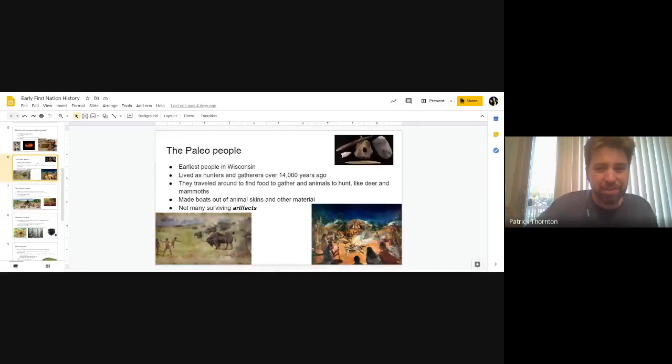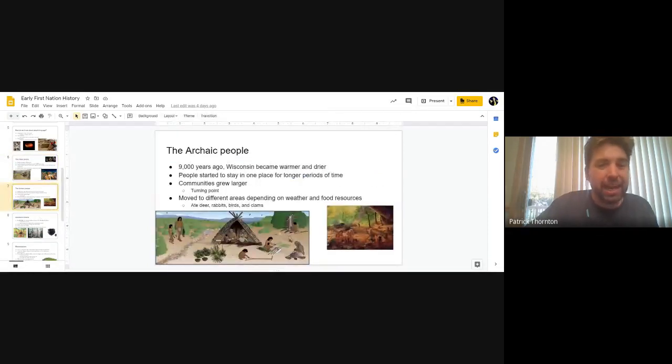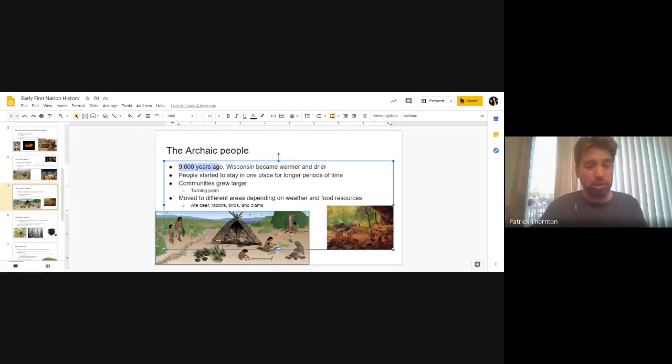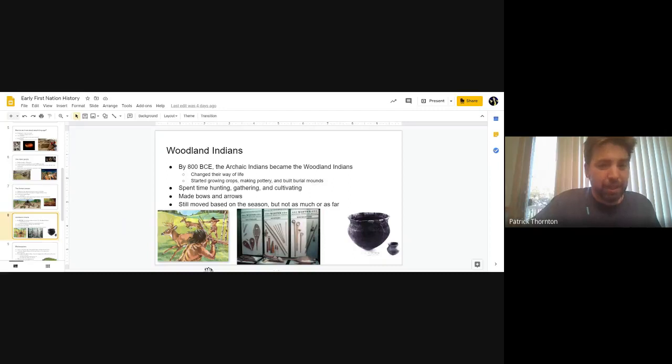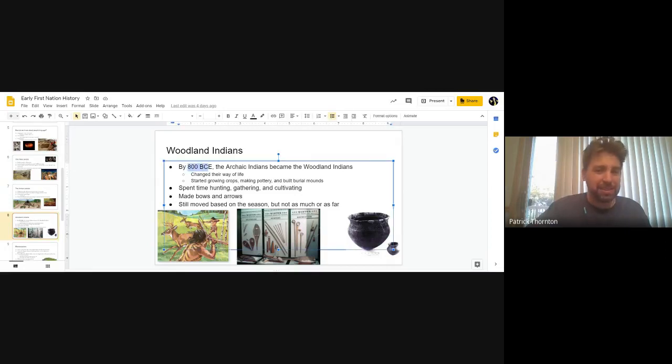Now notice the difference here. This is 14,000 years ago, and this one is 9,000 years ago. So we're getting earlier and earlier. The next one, everybody say "Woodland Indians." And hopefully we can see now we're getting to about 800 BCE.